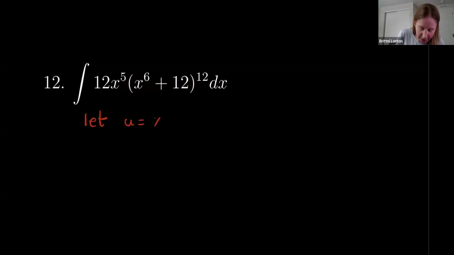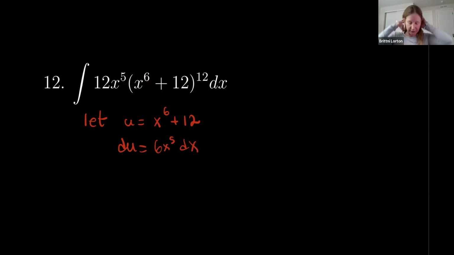So I'm going to let my u be that x to the 6th plus 12, and then du, the derivative of x to the 6th, is 6x to the 5th dx. Don't forget the differential on both sides. And then this one has a 12x to the 5th dx inside my integrand.